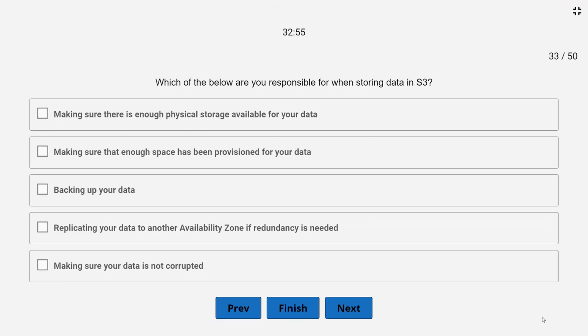Which of the below are you responsible for when storing data in S3? 1. Making sure there is enough physical storage available for your data. Making sure that enough storage has been provisioned for your data. Backing up your data. Replicating the data to another AZ if redundancy is needed. And making sure your data is not corrupted. Responsibility for storing data in S3. This one we are choosing one here.